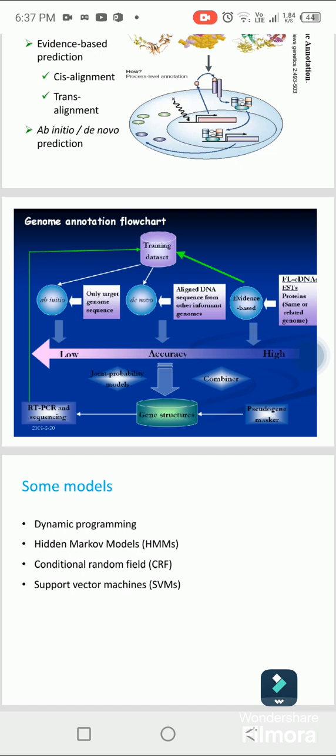and here is the ESTs, DNAs, cDNAs, ESTs, proteins or related genome. Evidence-based: aligned DNA sequence from other informant genomes, and then de novo, and then only target genome sequence, and then ab initio.